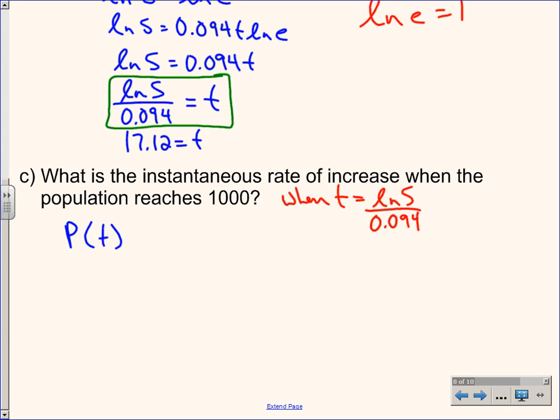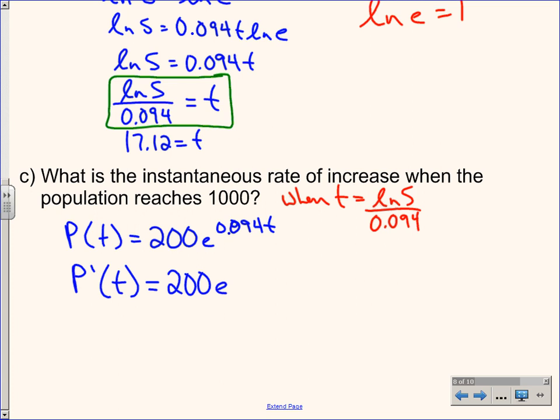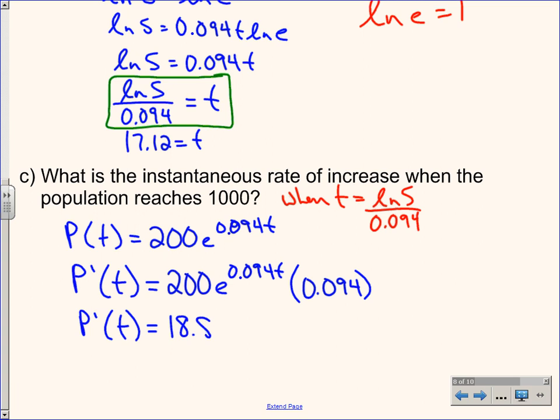So let's remember p of t was 200 e to the 0.094t. If I take the derivative of that, I can get the derivative of this because the base is still e, and we practiced that the other day. The constant in front stays. The derivative of e to the x is just e to the x, and we leave the exponent as it is. But this is a chain rule question. We have to multiply by the derivative of the inside, which is the 0.094. Now, if I simplify that just a bit, the 200 times 0.094 comes out to be 18.8.